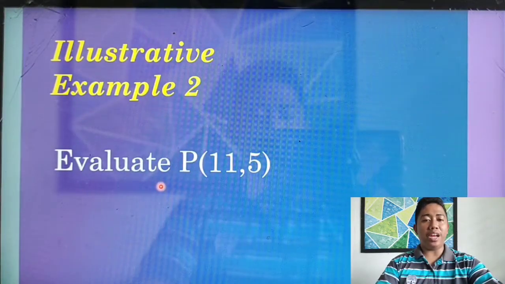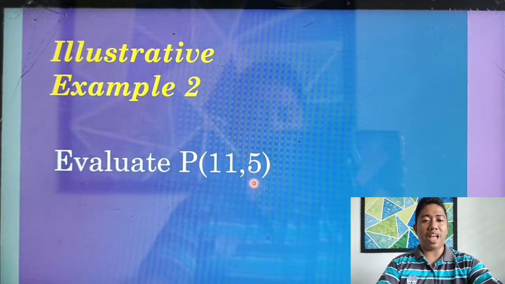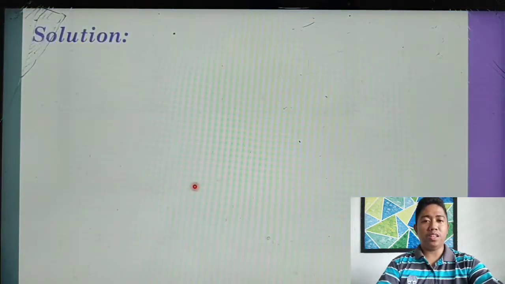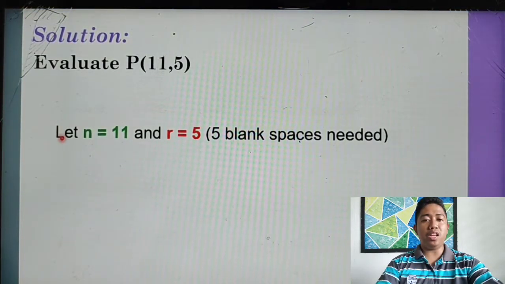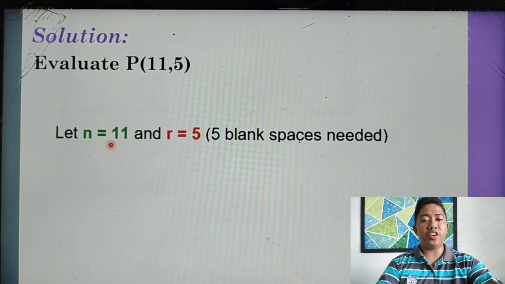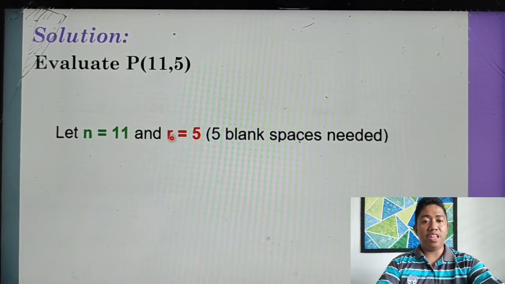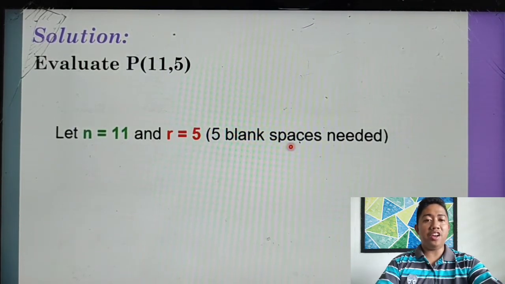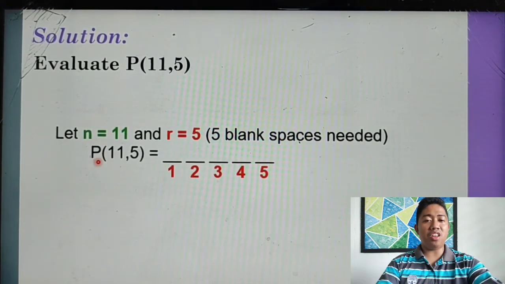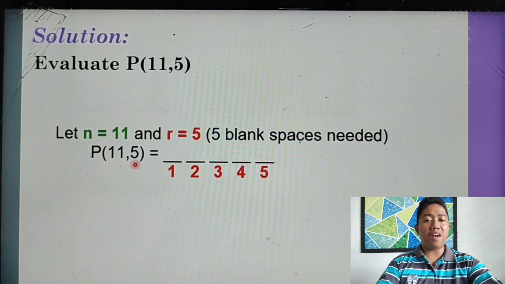How will you evaluate the permutation of 11 taken 5 at a time? To evaluate the given expression, here is the solution. What we are going to do is first let the values of n and r. We know that n is larger than r, so n is equal to 11 and r is equal to 5. We need to put 5 blank spaces on the right side of the equation in order to give the factors. So we have the permutation of 11 taken 5, and we put 5 blank spaces: 1, 2, 3, 4, 5.